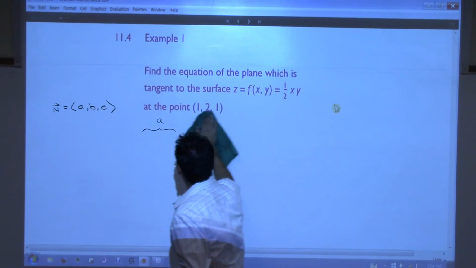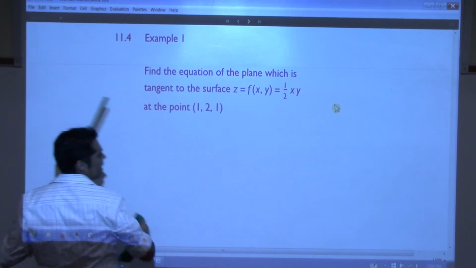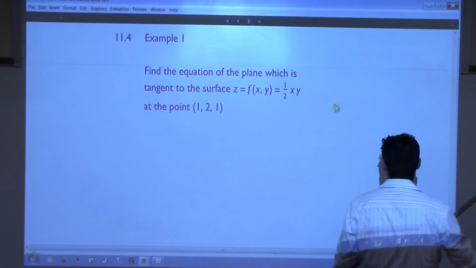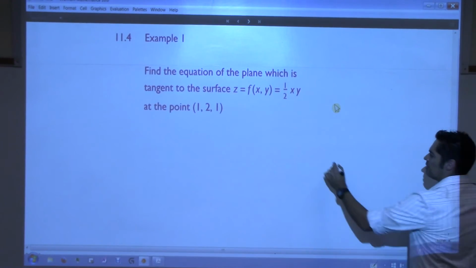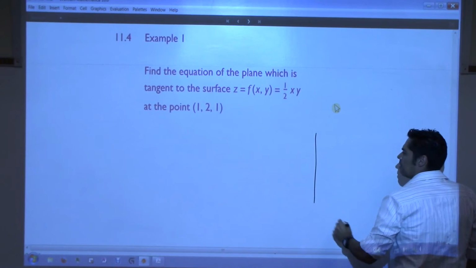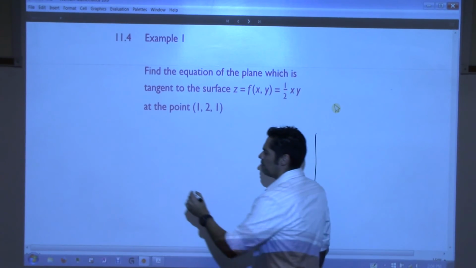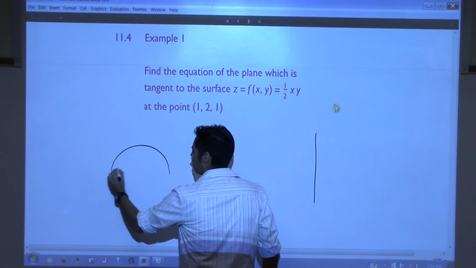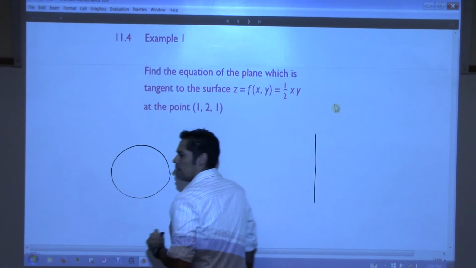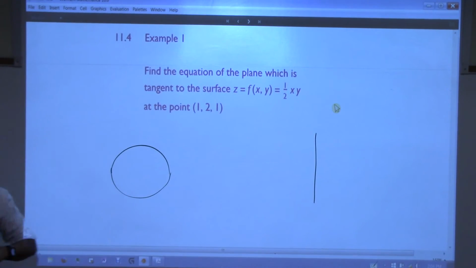Before we talk about tangent planes, let's just clarify tangent lines from Cal 1. The idea of a tangent line to a circle, right? When you first learn about tangent lines, how would you describe to someone what a tangent line to a circle is? It touches it at one point. It is a line that touches the circle at just one point, right?